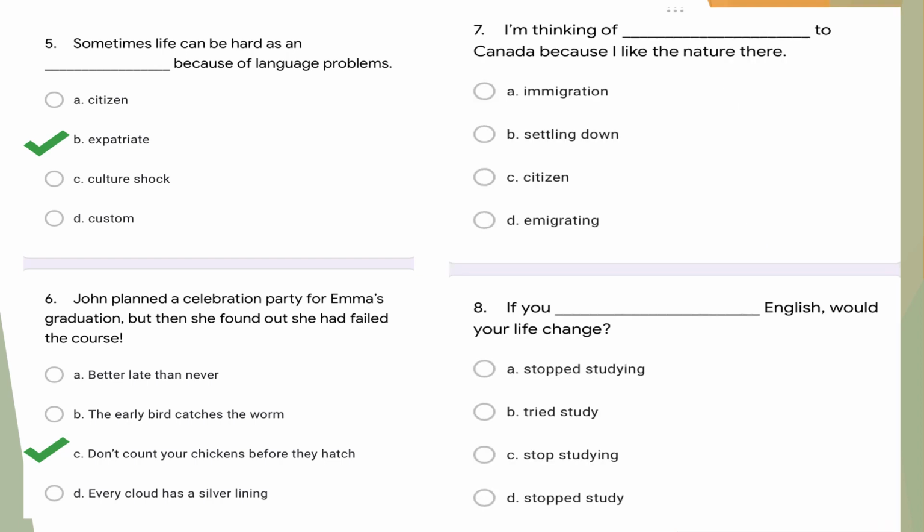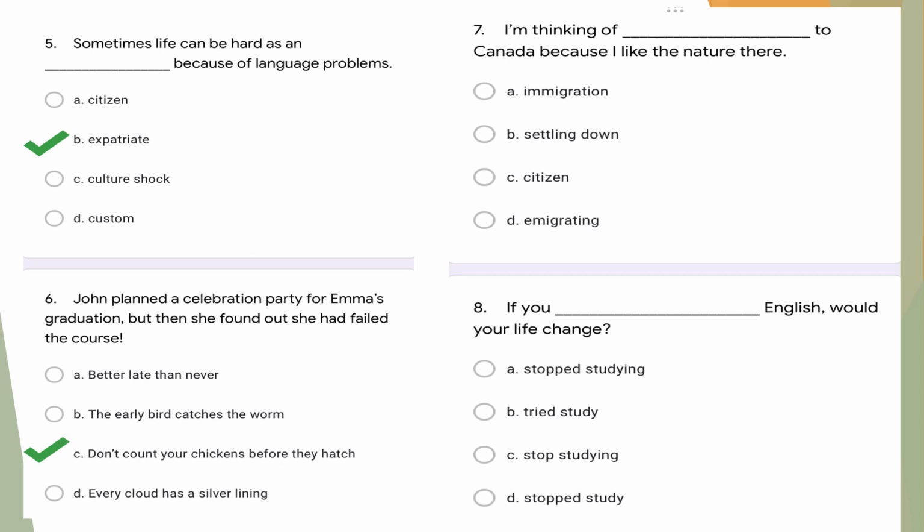Number 7. I'm thinking of blank to Canada because I like the nature there. Right, so we need to have a verb here. So A and C cannot work because those are nouns. So it has to be B or D. Let's see if B works. I'm thinking of settling down to Canada. No, it doesn't work. Settling down, the next word would be in. I'm thinking of settling down in Canada.